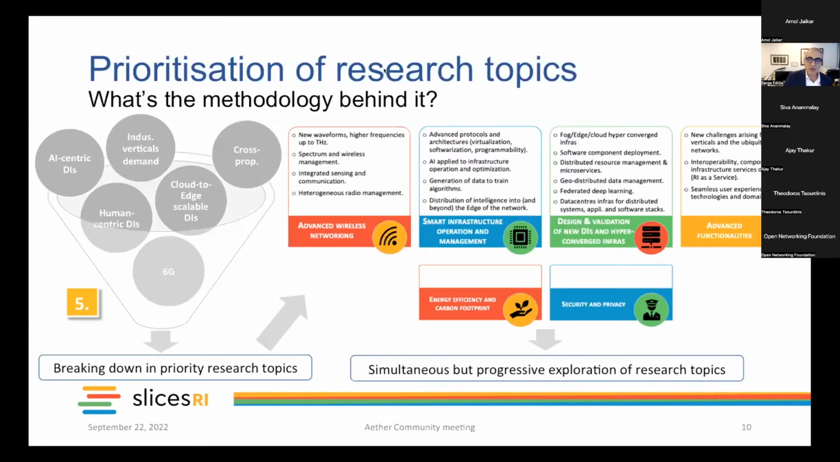So we plan to address a broad set of research topics, because again, when we put the proposal, we had to demonstrate that there are very challenging scientific questions, because it's science driven, but also that we have a very engaged and vibrant community behind us. So we are planning to address, of course, advanced wireless networking, smart infrastructure, different types of new services, advanced functionalities, security, carbon footprint, as well as privacy.